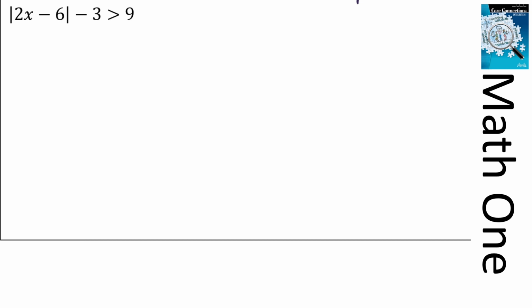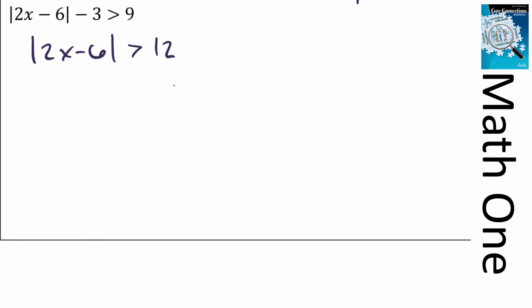The other thing that's possible is that in this case, we've got the absolute value of 2x minus 6, minus 3 is greater than 9. Well, before I break this up, I need to make sure the absolute value is isolated, just like I would if it was an absolute value equation. So I'm going to go ahead and add 3 to both sides. That gives me the absolute value of 2x minus 6 is greater than 12.